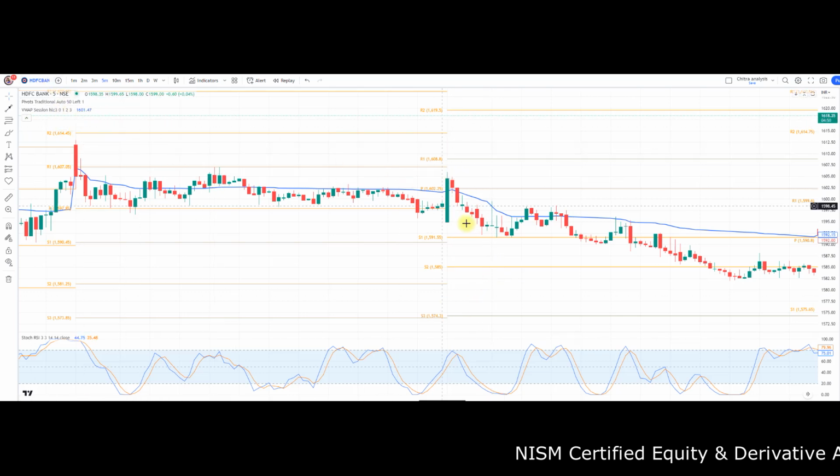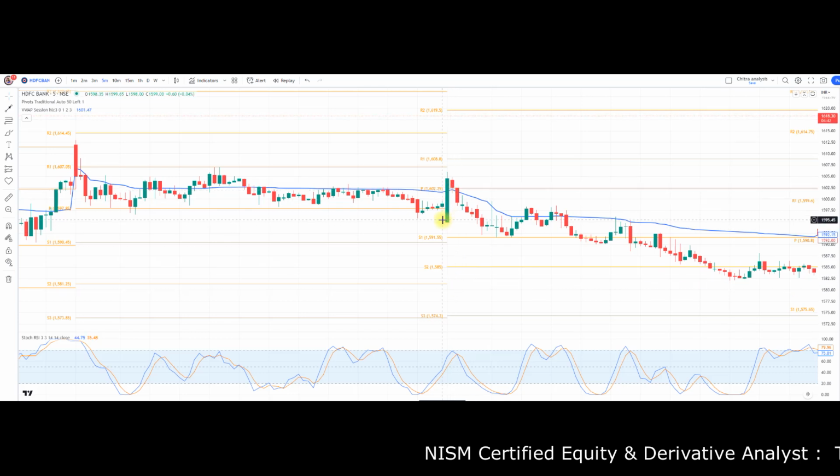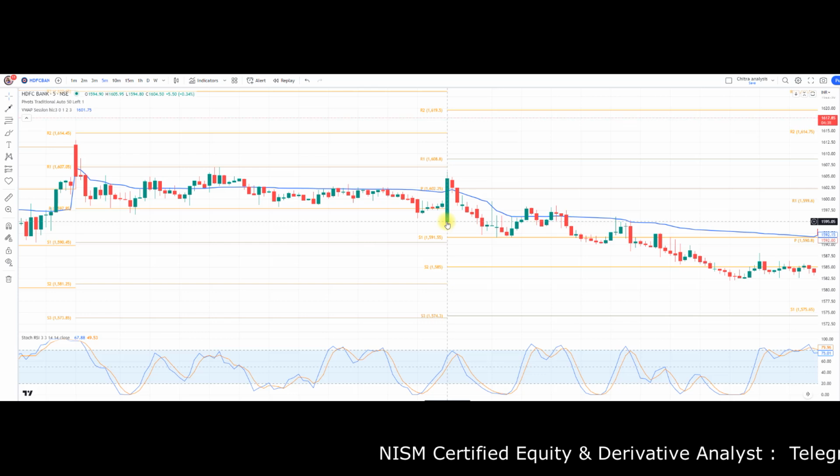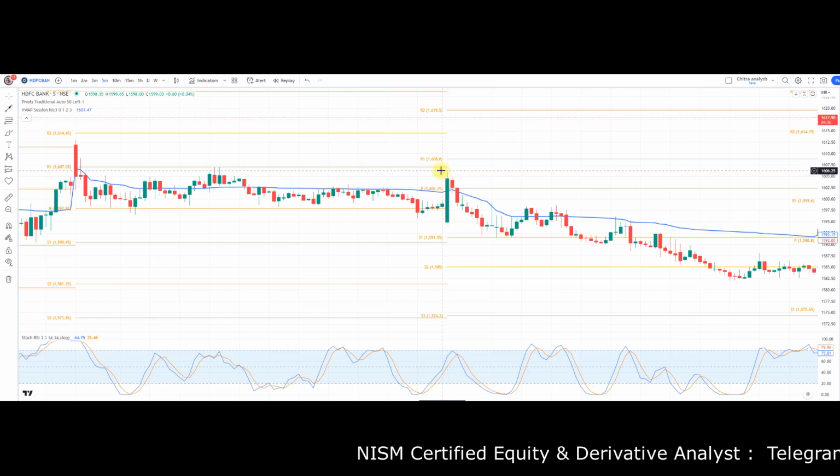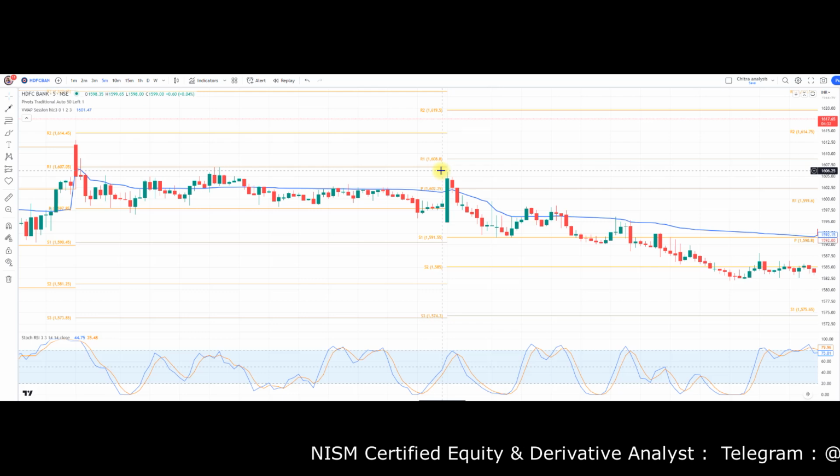This is HDFC Bank. The first 5 minutes candle is a green candle, which gave a close above the P and also above the VWAP. When we look at the stochastic RSI here, we got the bullish crossover on the previous day. So we can enter into the long trade once the high of this green candle is taken out. But we didn't get the long trade, so we'll wait for the trade to come.